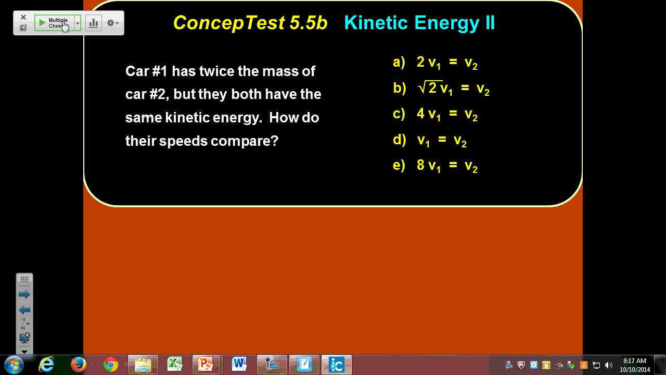Okay, car 1 has twice the mass of car number 2, but they have the same kinetic energy. How do their speeds compare? They have the same kinetic energy. So you can think about their ratio of their kinetic energies is equal to 1, right? So if car 1 has twice the mass of car 2, how do their speeds compare?